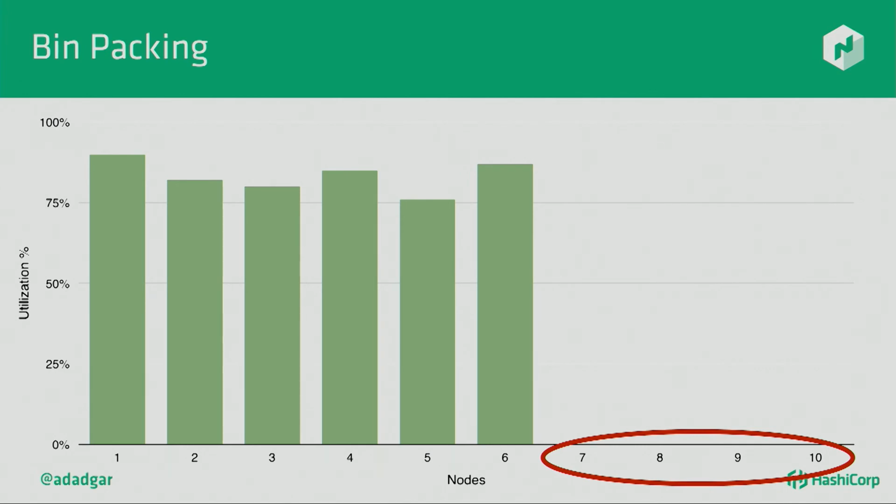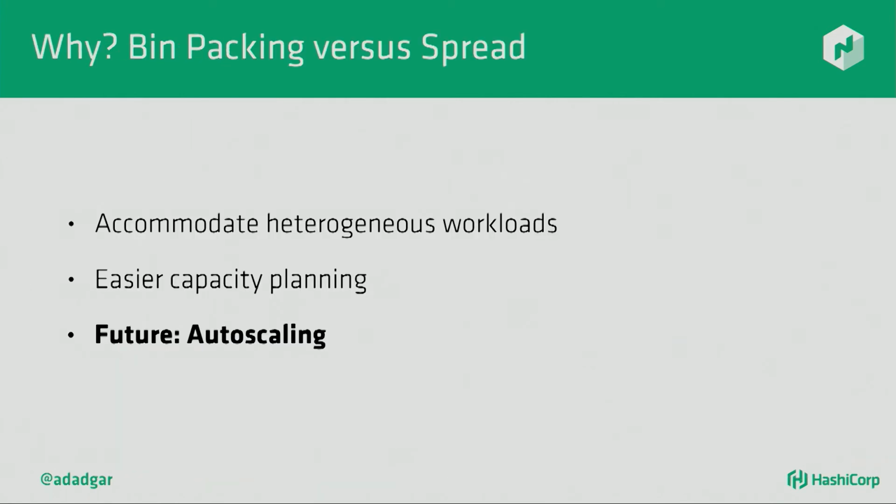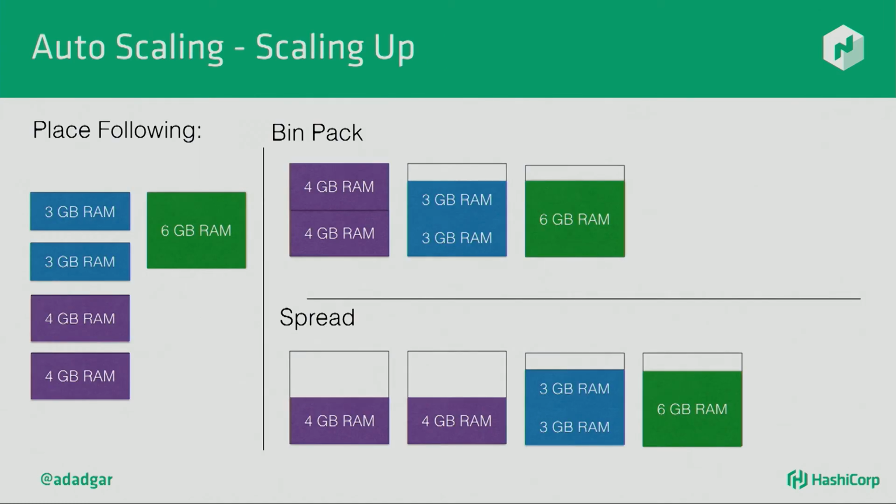So, oh, I guess I need to double my cluster, right? So that's why it's easier to do capacity planning. Nomad doesn't currently do auto-scaling, but that's kind of the dream of cluster schedulers. You give it access to your cluster, and it'll scale it up and down to meet your resource demands. So we want to think about how Nomad will do this, and that's one of the reasons we pick bin packing. So let's come back to this example.